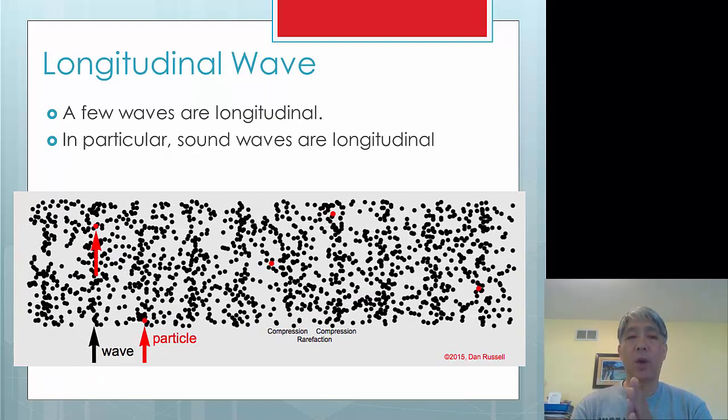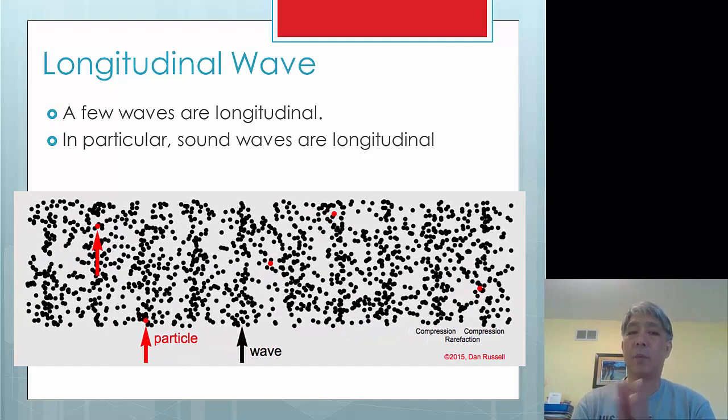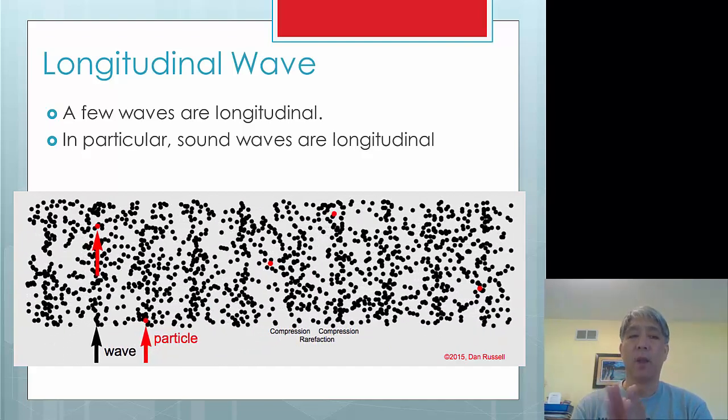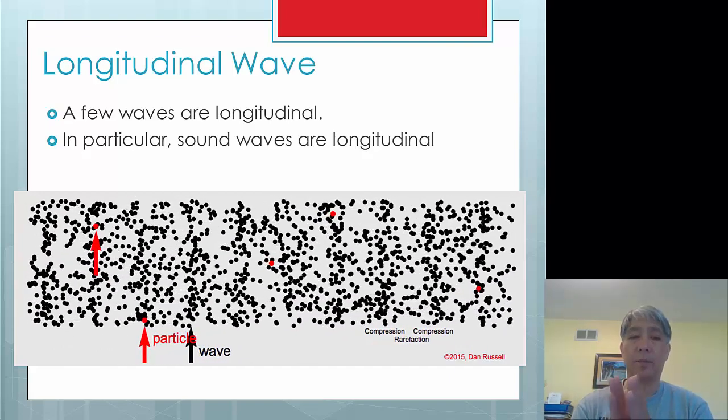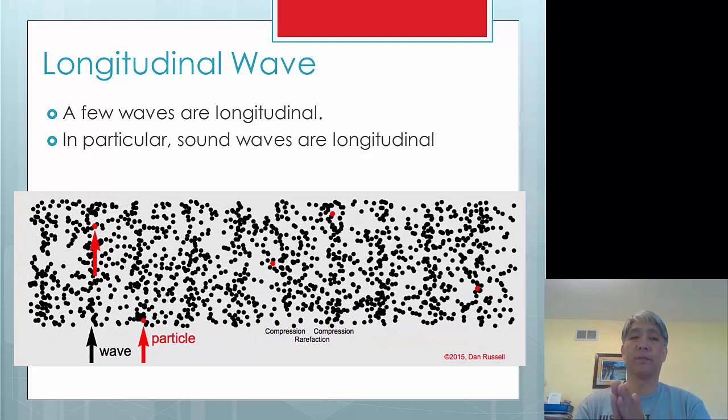A longitudinal wave, in particular sound waves, are longitudinal waves. Those are the primary waves. Another example might be earthquakes. The P wave, I believe, is also a longitudinal wave.